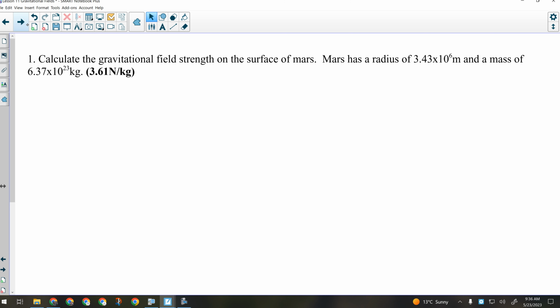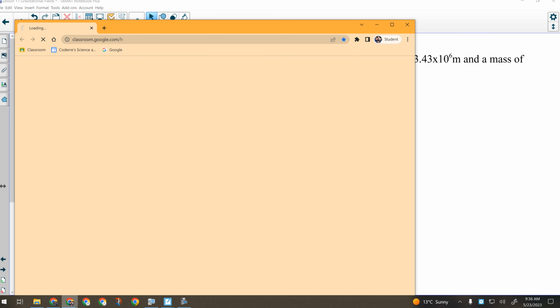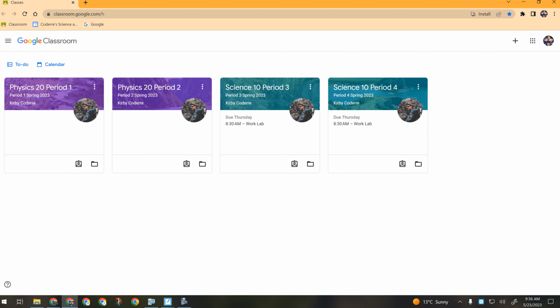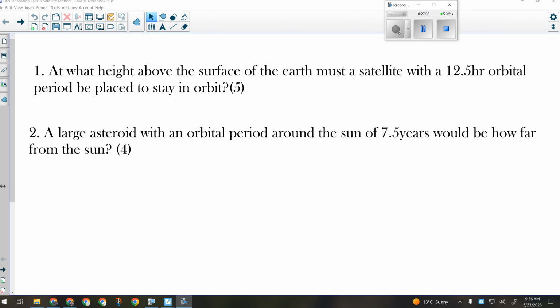I would like you guys to try the ones from the digital workbook, just to finish things off. I'll put them up on the board. Actually, before we do those, I've got two questions I want us to do first. Let's see what we remember from last week on satellites. Just to make your life easier, 7.5 years is 2.36682 times 10 to the 8 seconds.